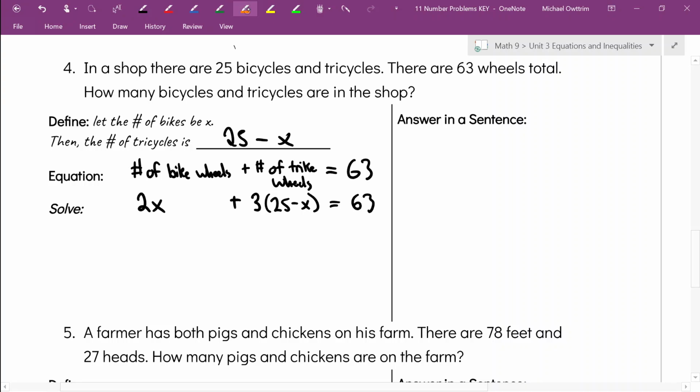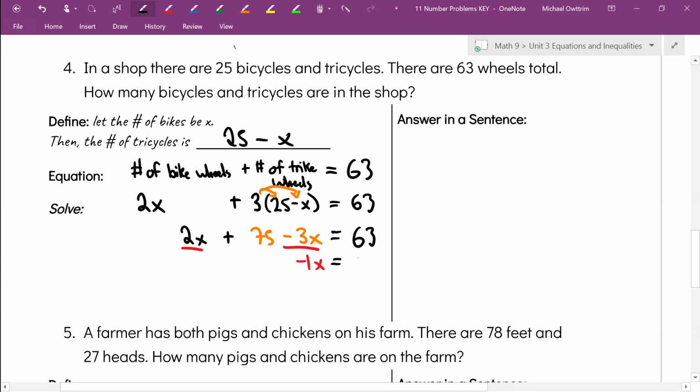So let's solve this equation. We want to start by expanding our brackets. So we'll expand our 3 into both terms of the brackets. 3 times our 25 gives us 75. And 3 times our negative x is negative 3x. The rest of the equation, of course, is still there. So our 2x and our plus on the other side are equals and our 63. Let's continue by collecting some x's. If we collect the x's just on this side, we have that negative 3x and our positive 2x make negative 1x in total.